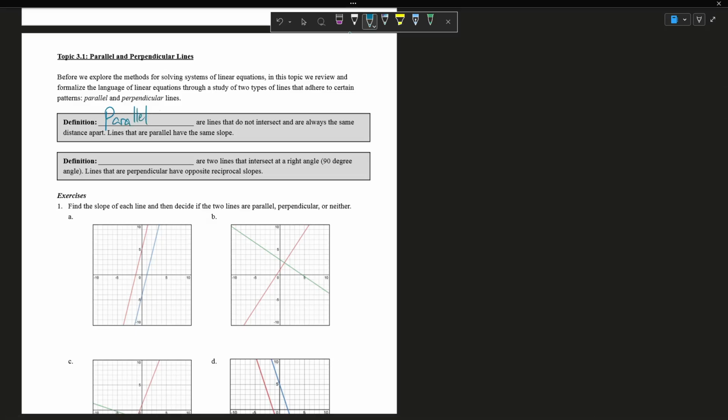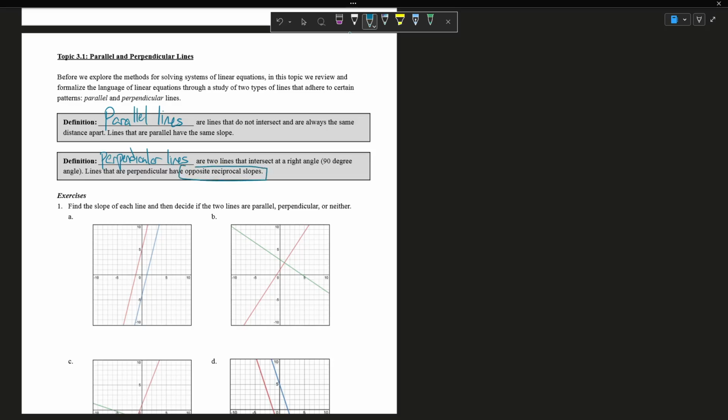Parallel lines are lines that do not intersect and always have the same distance apart. Lines that are parallel have the same slope. That makes it so the other one is perpendicular lines: two lines that intersect at a right angle, a 90-degree angle. Lines that are perpendicular have opposite reciprocal slopes. This is a key thing right here.